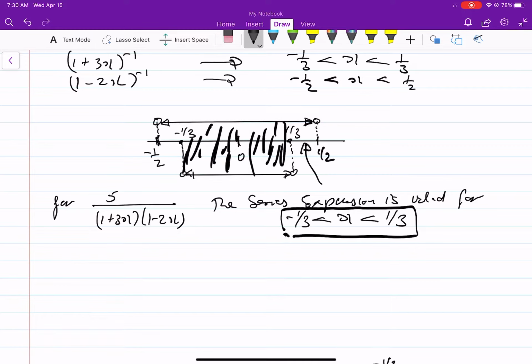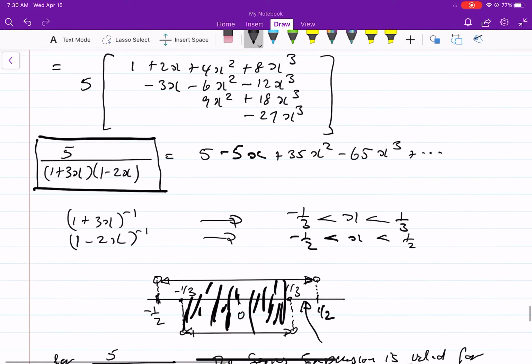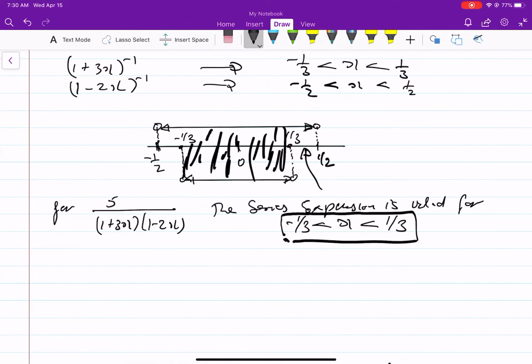Where the series expansion itself was 5 minus 5x plus 35x squared, and then minus 65x cubed. So this is a perfectly valid way to do this problem. Does anyone see another way we can do this before I say?